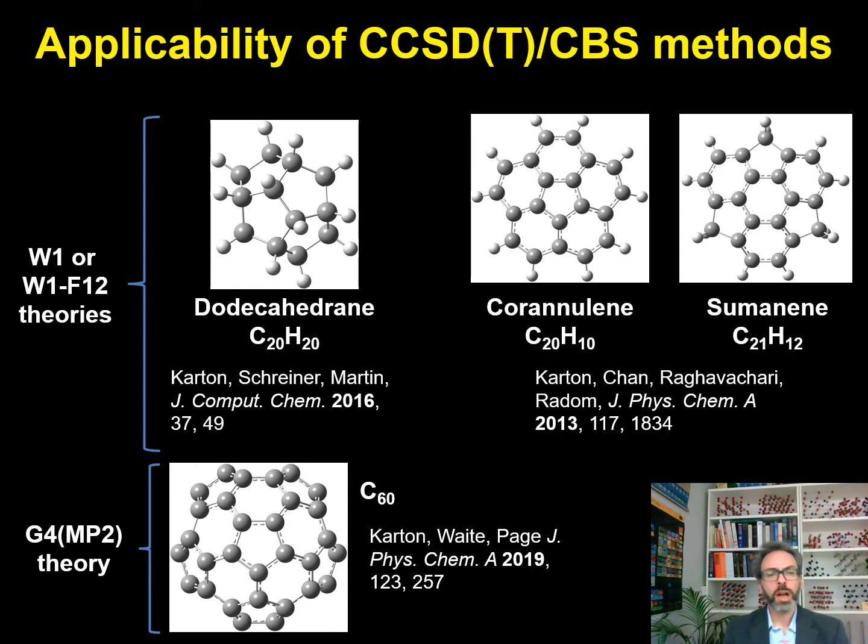So now that we know not to apply CCSD(T) based composite ab initio methods to multi-reference systems, let's look at the applicability of these methods. For example, the Weizmann-1 composite method is applicable to systems with up to about 20 carbon atoms. We were able to apply it to dodecahedrane, corannulene, and sumanene. And we were able to apply the lower cost G4MP2 composite ab initio method to systems as large as C60.